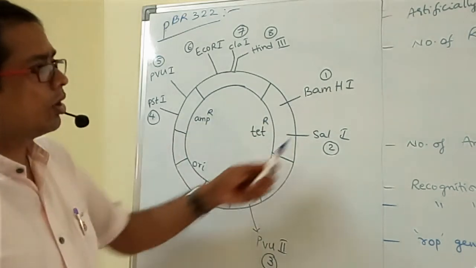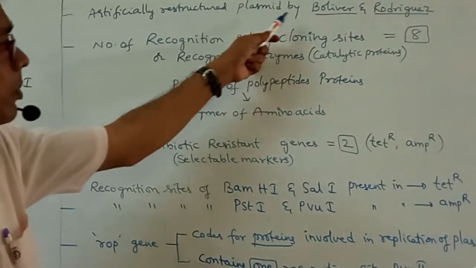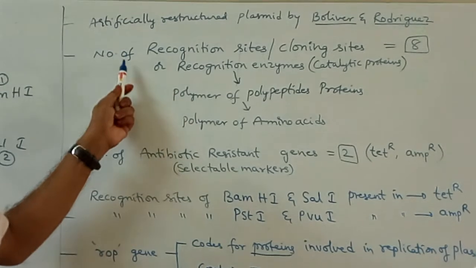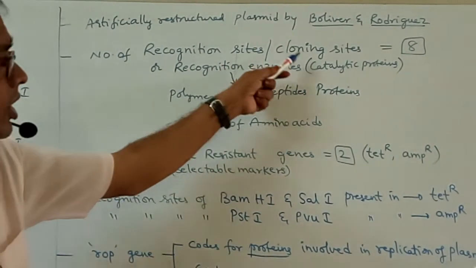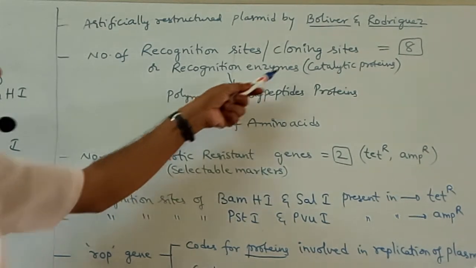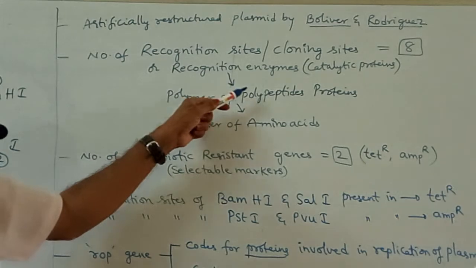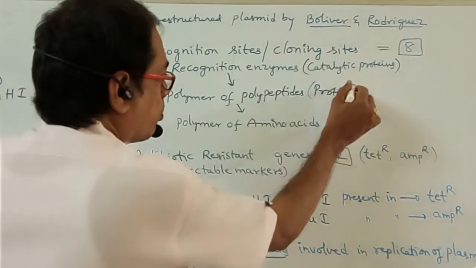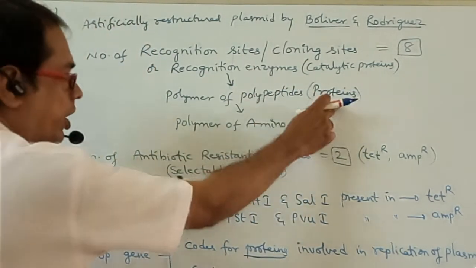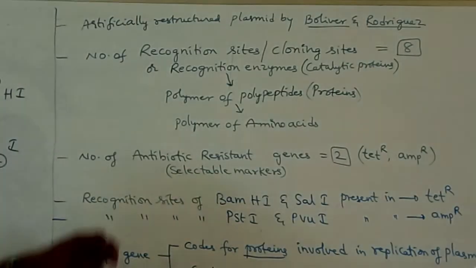Okay. So look at here, my dear students. This is the artificially restructured plasmid by Bolivar and Rodriguez. Recognition sites, or cloning sites, or recognition enzymes. These are nothing but enzymes or catalytic proteins. What is a protein? A polymer of polypeptides, or a polymer of amino acids. Like that they may ask.